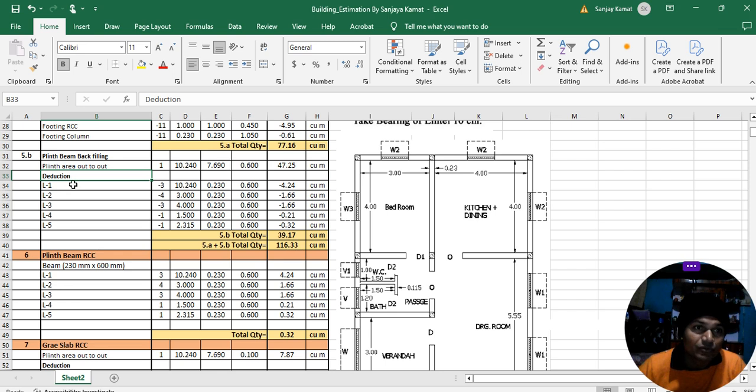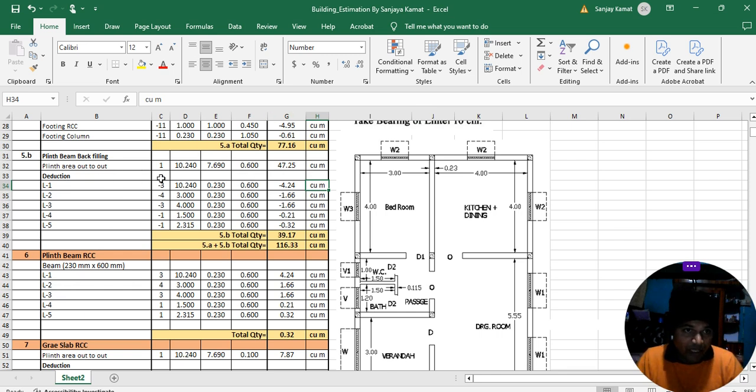Now what we are going to do is deduction, we are going to reduce the value. For the reduction we are taking the length as 10.240 meter, breadth as 0.230 meter, and depth as 0.600 meter. Once we know the number, length, breadth and depth, we can multiply the four values, and you will get minus 4.224 cubic meter.